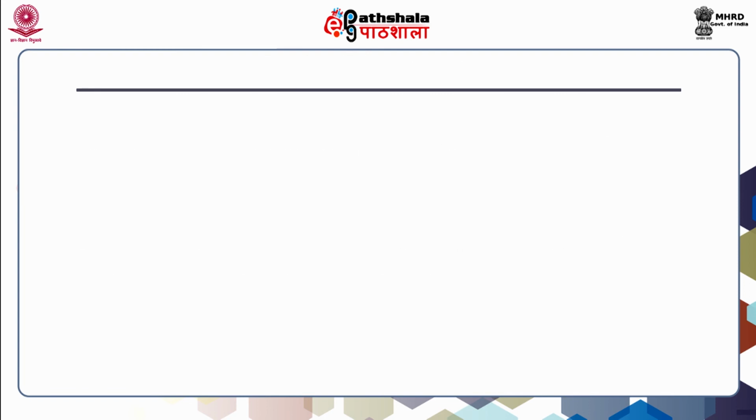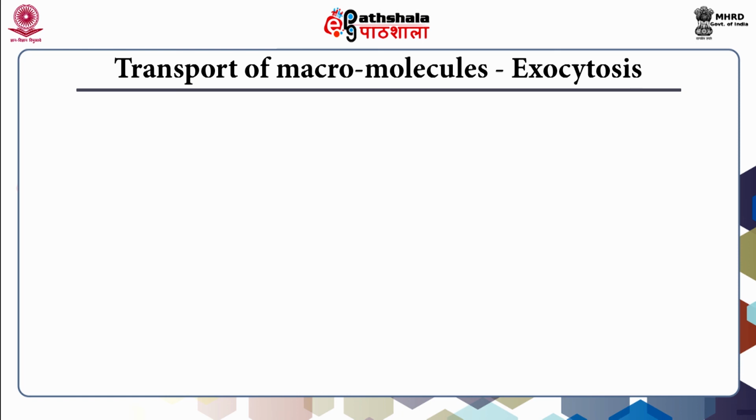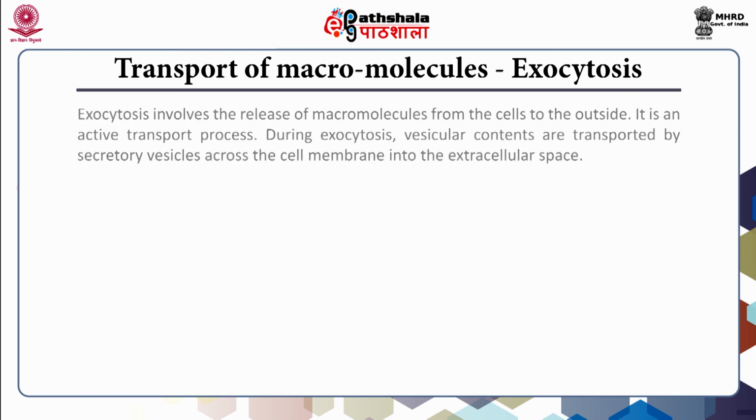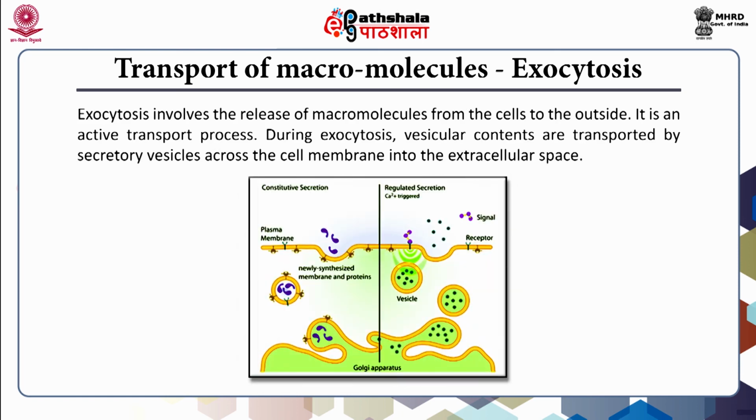Let us see how the transport of macromolecules occurs through exocytosis. Exocytosis involves the release of macromolecules from the cells to the outside. It is an active transport process. During exocytosis, vesicular contents are transported by secretory vesicles across the cell membrane into extracellular space.